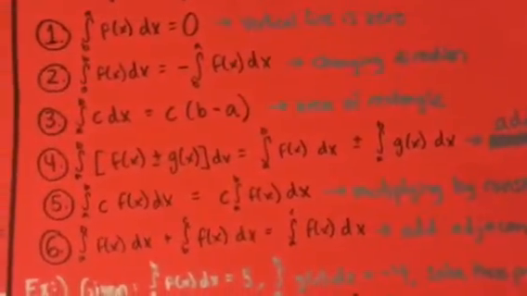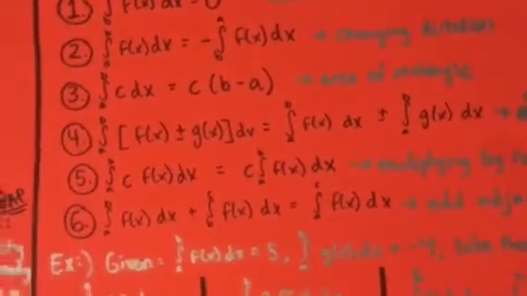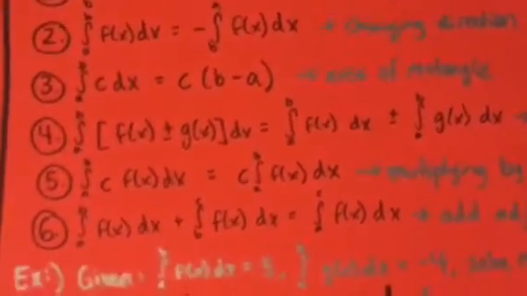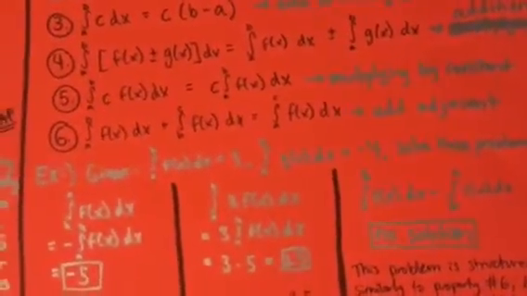And then the third rule says that if we have C, where the function is a constant, so just a straight horizontal line, then we can just use the rectangle formula to find the area. The fourth one says that you can combine 2 integrals. And the fifth one says that you can multiply an integral by a constant by bringing the constant out of the antiderivative sign. And the final one says that you can add adjacent integrals, but it is important to remember that you cannot subtract this way.